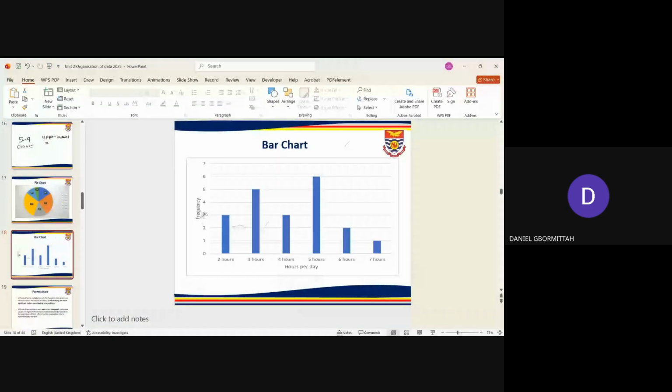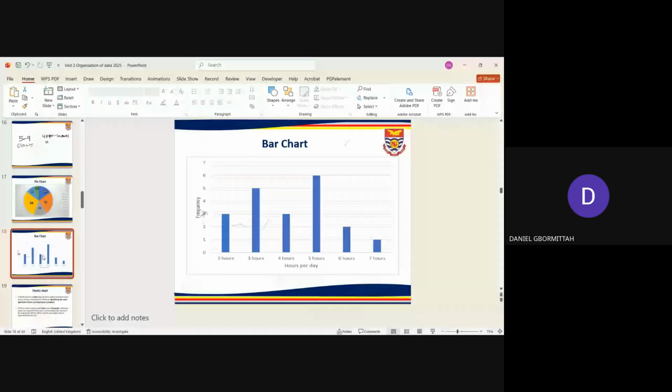Yes. I think somebody's hand is up. Abeku, your hand is up. Is it an old hand? Hello? Yeah, Abeku. Sir, please, should you be given data to represent, can you decide to use the bar chart or the pie chart, or do you have to go by what you've been given?